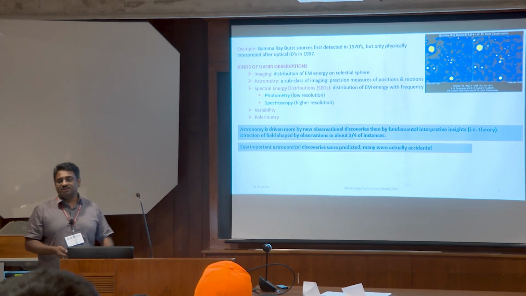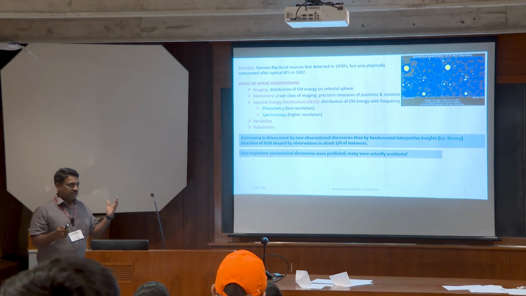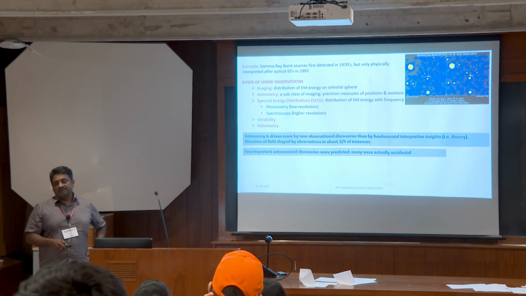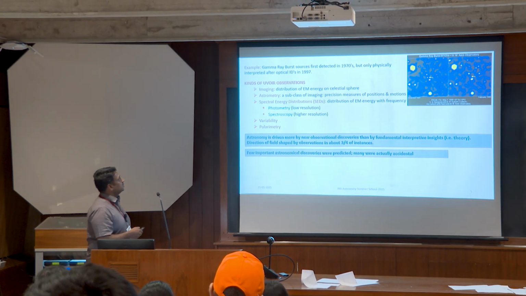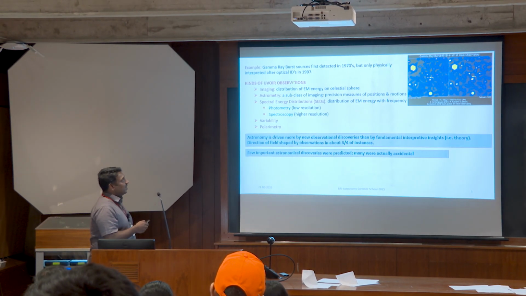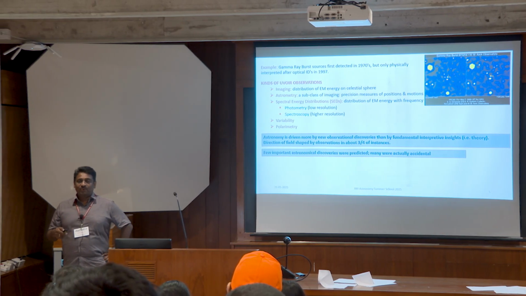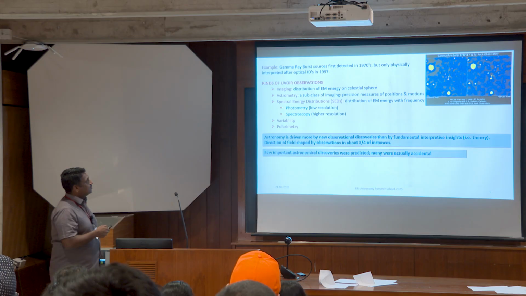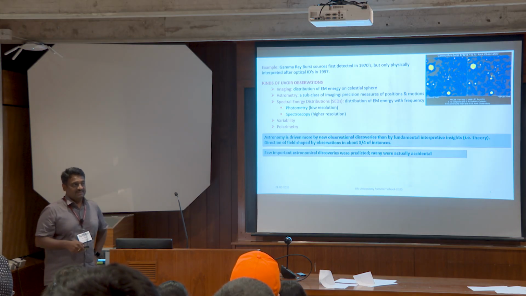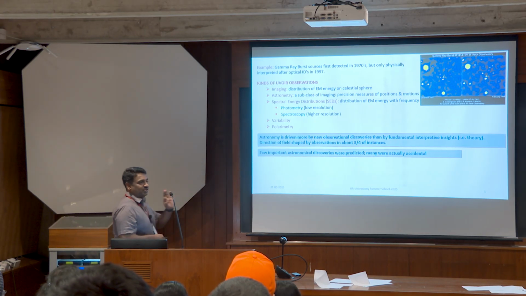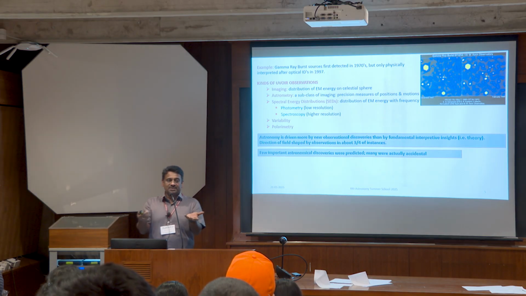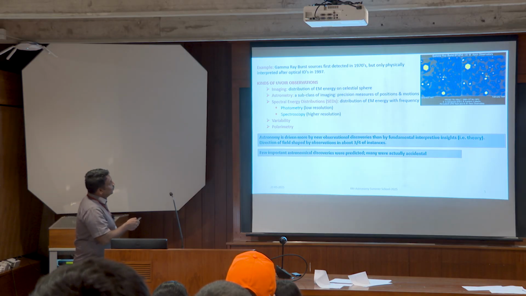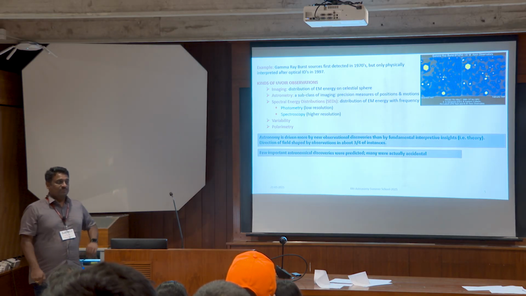Either you take images to see the orientation or the extended structure, or you see the elemental presence in these stars. Now, why is the optical wavelength regime important? Gamma ray burst sources were first detected in 1970. You cannot pinpoint what the source of a gamma ray burst is until you associate it with an optical source.